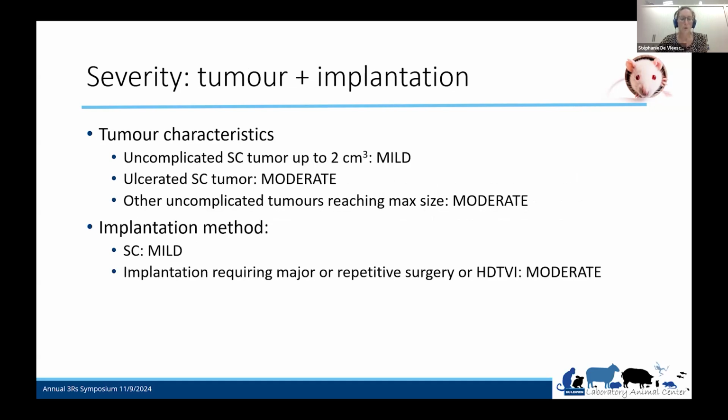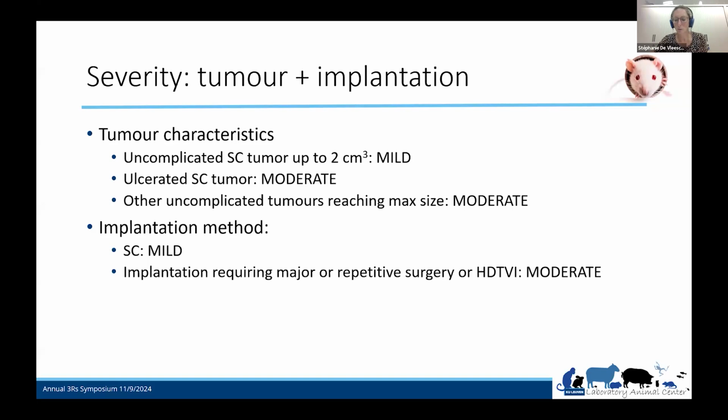For the tumor characteristics, we decided that an uncomplicated subcutaneous tumor up to the maximum allowed size, 2 cubic centimeters, can stay in mild. If it ulcerates, normally that's an endpoint, but in case some ulceration is allowed, then it goes into moderate. The other uncomplicated, and I mean uncomplicated as in not having developed one of these clinical signs, if it reaches maximum size, it can stay in moderate. And then for the implantation method, subcutaneous implantation is mild, but implantation requiring major or repetitive surgery or hydrodynamic tail vein injection is moderate.